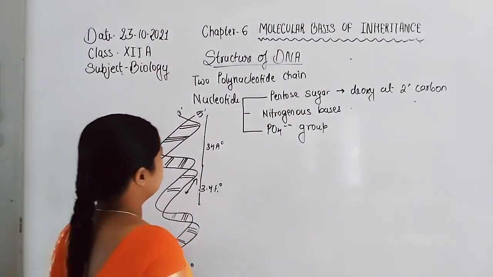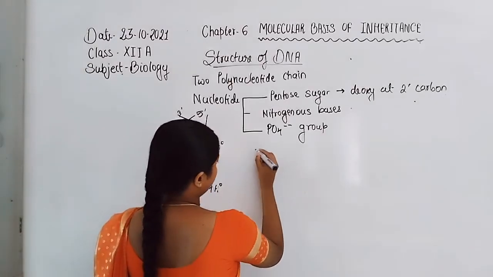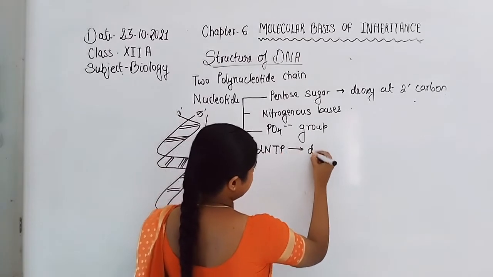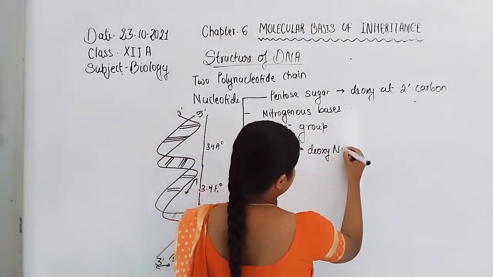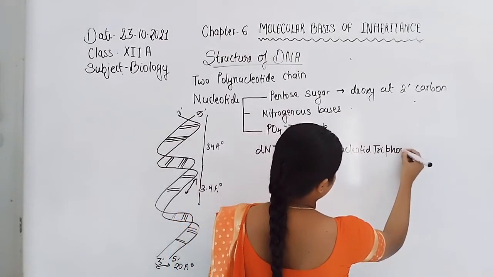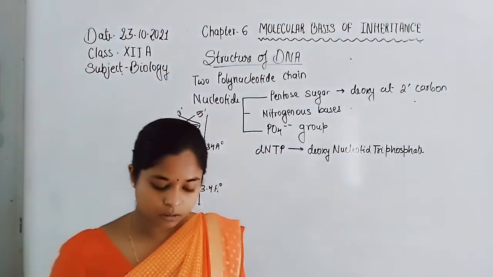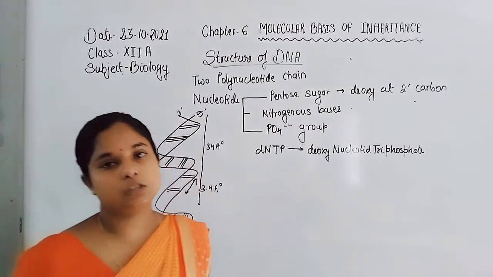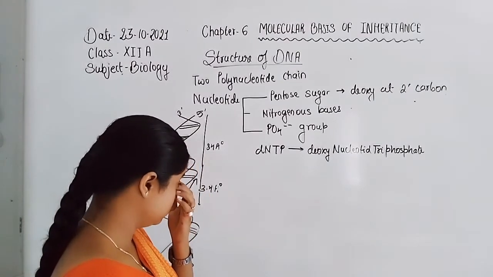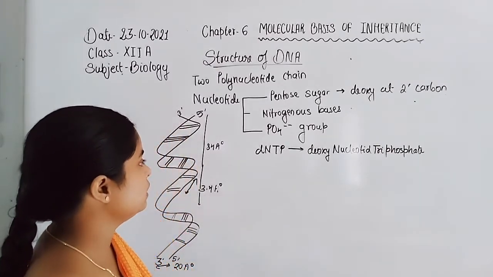If we want to discuss a nucleotide in DNA, it is always written as dNTP, where d stands for deoxy, N stands for nucleotide, and TP stands for triphosphate. Deoxynucleotide triphosphate, dNTP, is what it is known as.